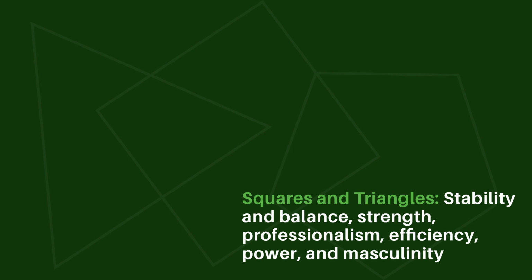So squares and triangles can suggest stability, balance, strength, professionalism, efficiency, power and masculinity. The use of vertical and horizontal lines creates a perfect balance for demonstrating reliability. Triangles do suggest energy and also danger, as this is associated with diagonal lines, but in a simple solid structure.